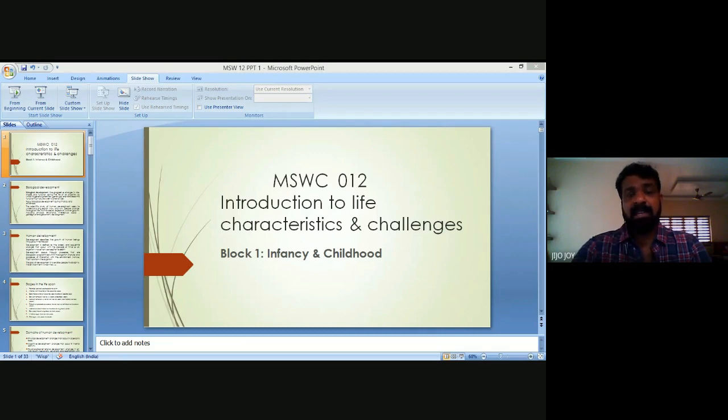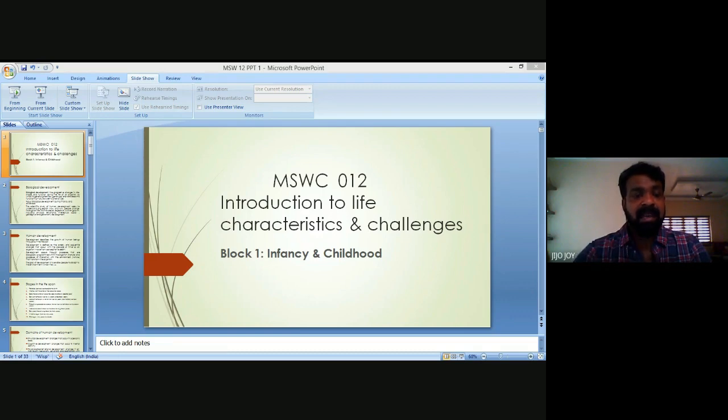Then the next stage is adolescence, 13 or 14 to 18 years. From 13 or 14 till 18 years, a human being is in the stage of adolescence. That is one of the most important stages in the lifespan. All the stages are very important, but the most challenging is adolescence. That's what experience and research tell. Then the next one is early adulthood, 18 to 40 years.